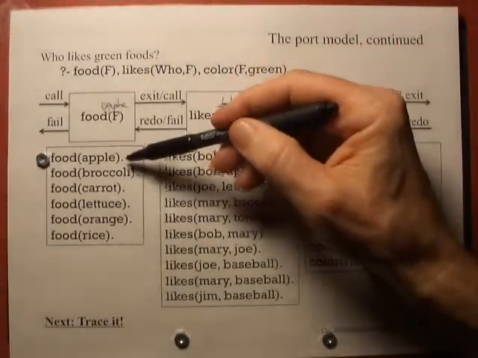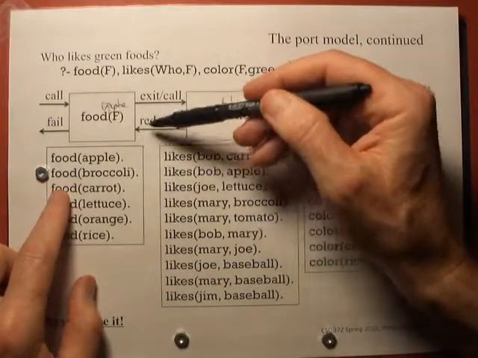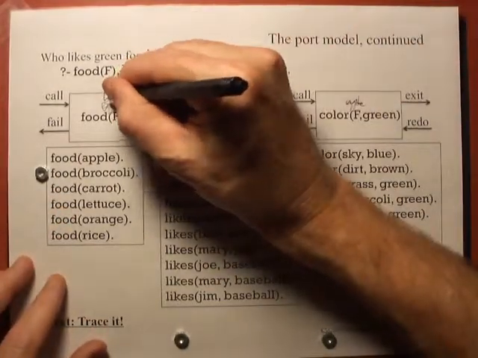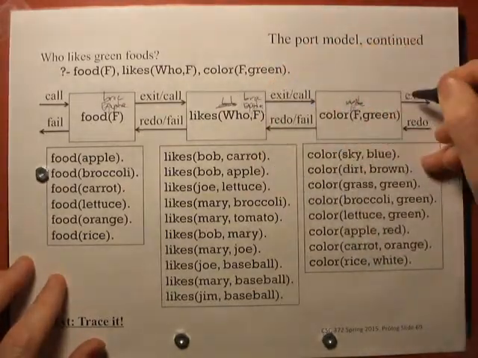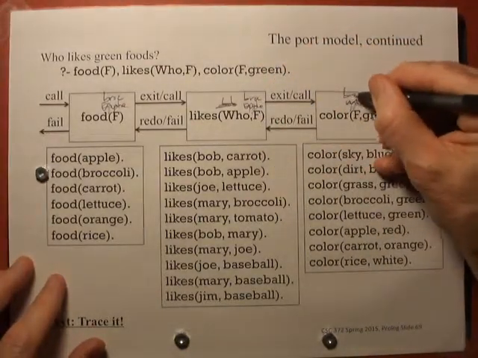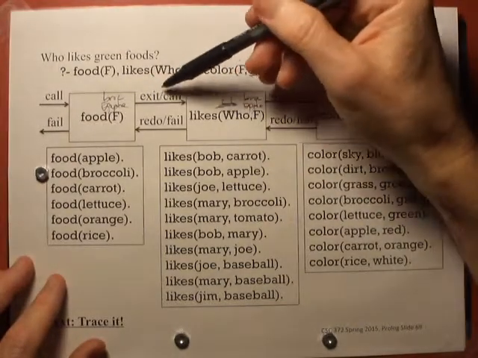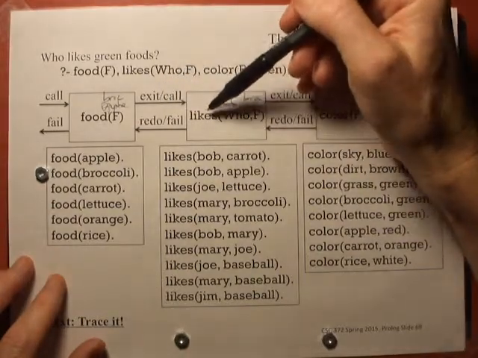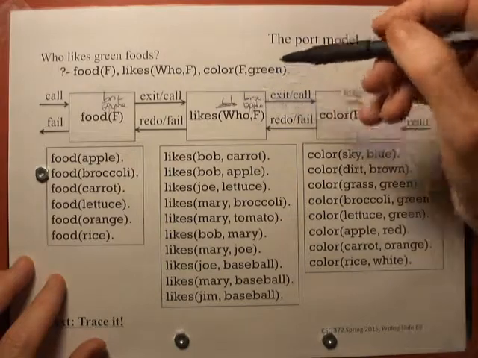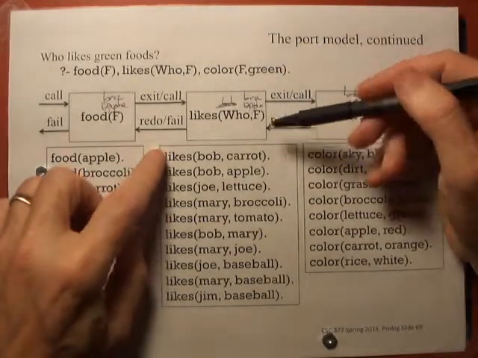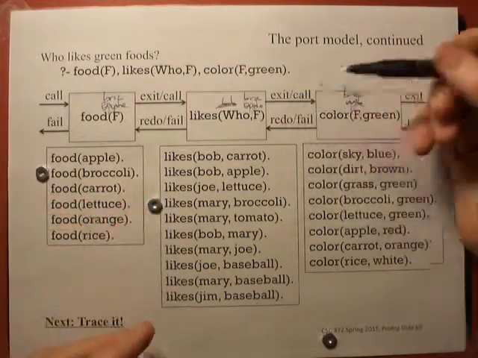So we advance to the next fact for this goal. That's food broccoli. And that gives us broccoli here for F, again, throughout the query. So then we exit this goal, food F, go into likes, and now we're looking for a fact that unifies with likes, who, and broccoli. And so we go fact by fact, we come to likes Mary broccoli.